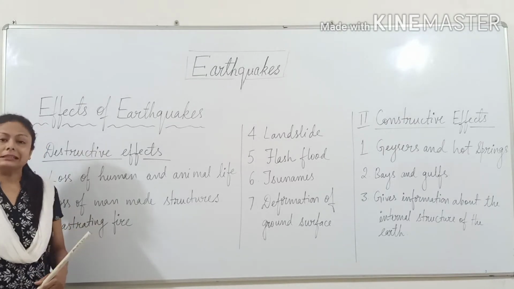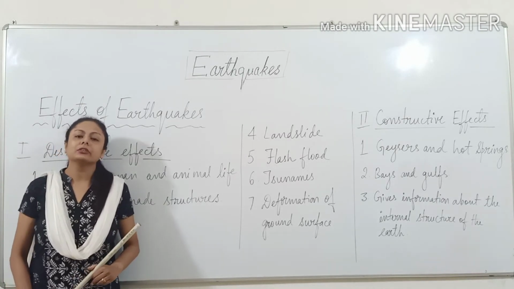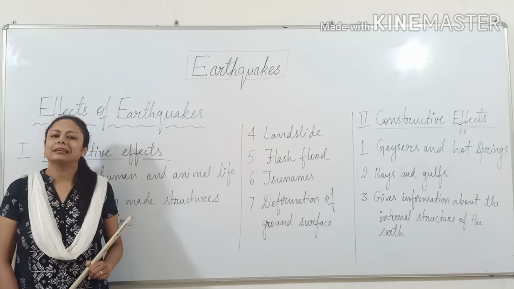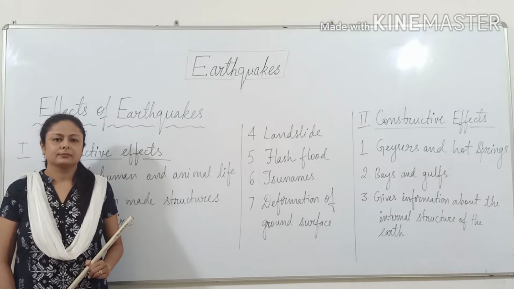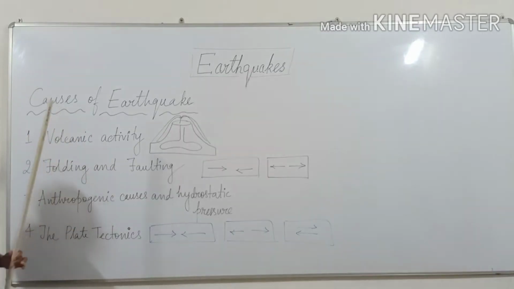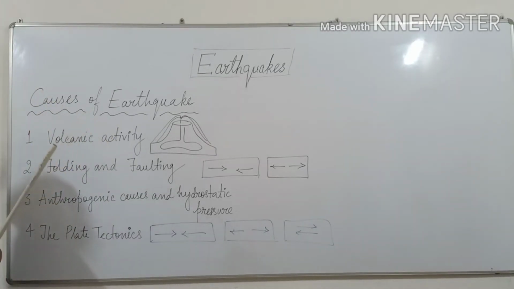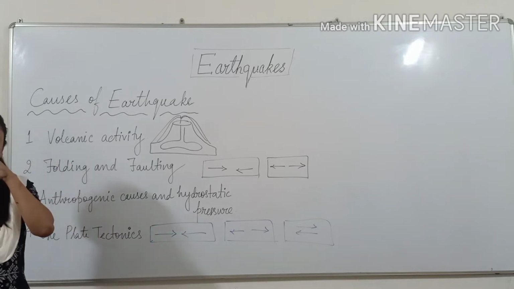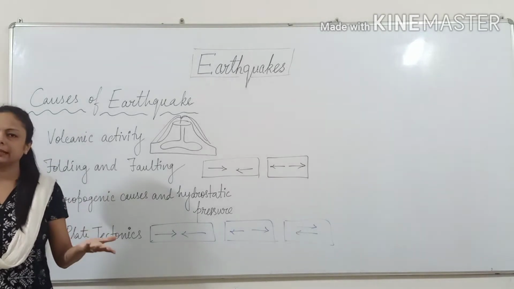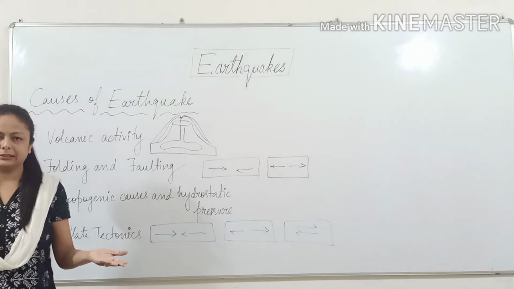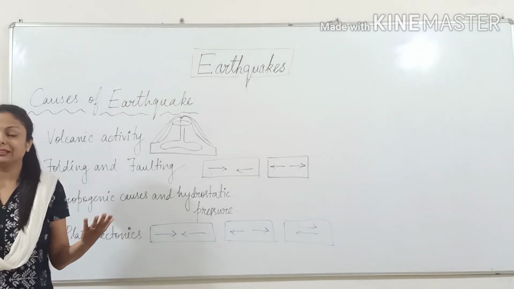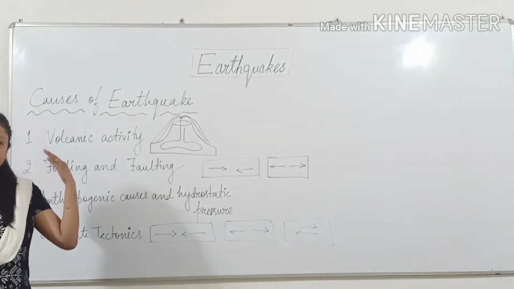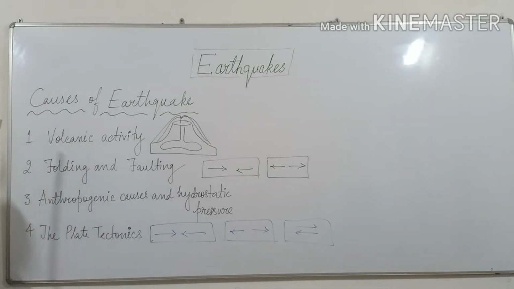Now students, the next topic we will learn about is the distribution of earthquakes, or the earthquake belts or zones on the earth. Our next topic is causes of earthquakes. So there are different causes. The most basic is that the earthquake waves generate from the focus and lead to the shaking of the earth's crust. But why do these waves originate from the focus? So the reasons are listed here.